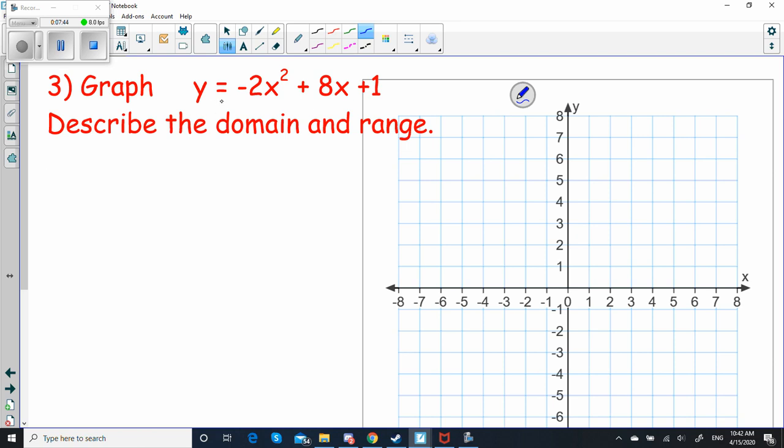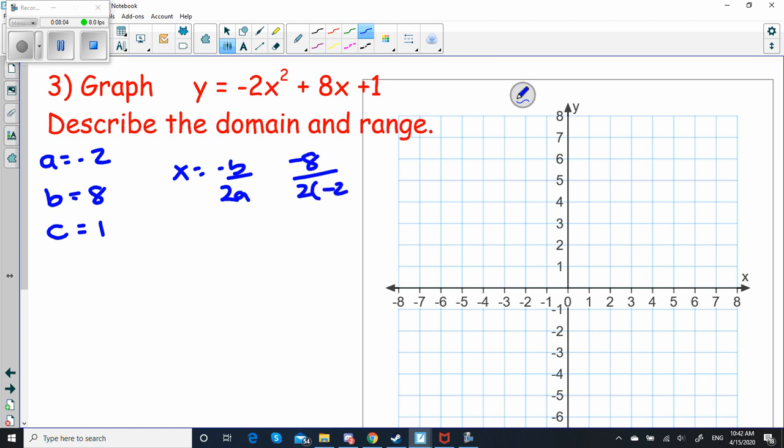All right, so if I look at the graph, it's in standard form. So a is negative 2. Notice a is negative. This one's going to open downward. B is 8, and C is positive 1. So that would be negative 8 over 2 times negative 2. 2 negatives make a positive. So x is 2. That's 4. 8 divided by 4 is 2. Okay, so my vertex is going to be 2 something.